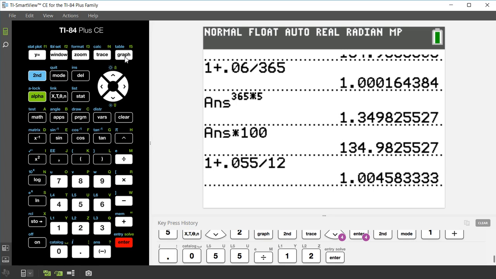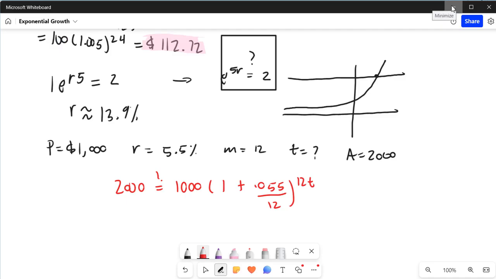So we could determine where the time of it would double. And for now, we'll have to solve this equation using a calculator.